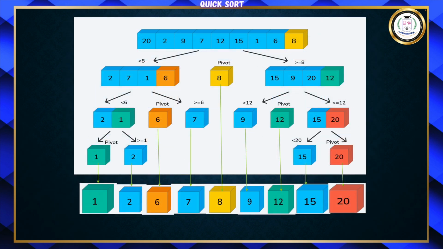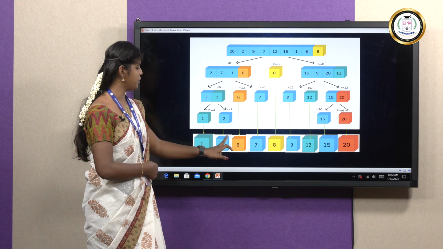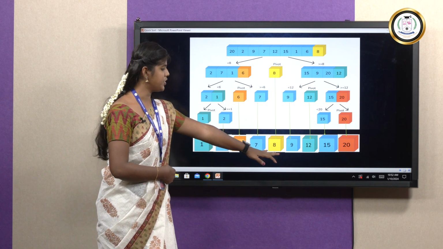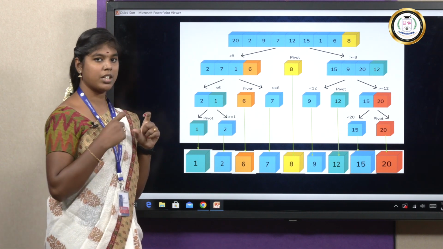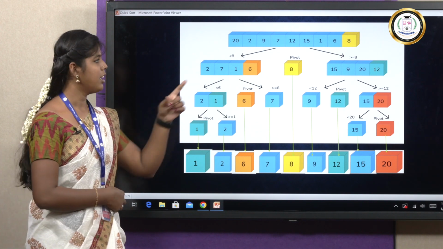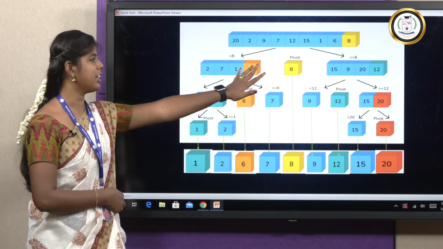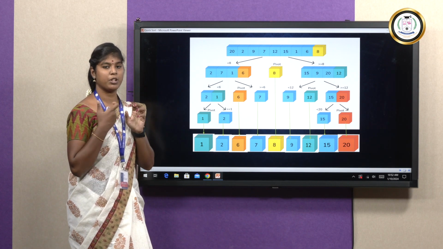So at last, this is your final diagram of quick sort. So I need to merge all this. That means 1, 2, 6, 7, 8, 9, 12, 15 and 20. So there will be one array given. Whatever array is given, choose your pivot element as the first or middle or else last. I'll be choosing the last element. After choosing this, split the array into two equal halves. That means your pivot will be your middle element.